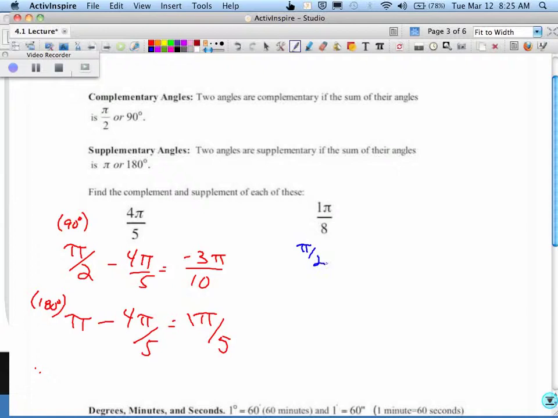Like in this case, I would switch to 4 pi over 8 because that's the same as 1/2. And when you do that, 4 minus 1 is 3 pi over 8. So is that what you guys got on your calculator? Yes, it is. And then down here, the same thing as 1 would be 8 pi over 8, which would be 7 pi over 8. Good answers? Yeah.